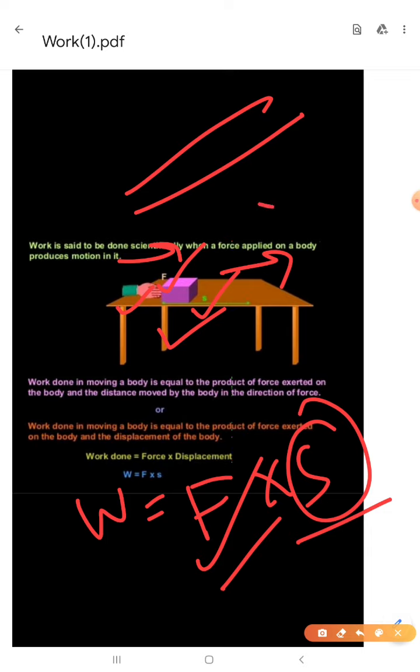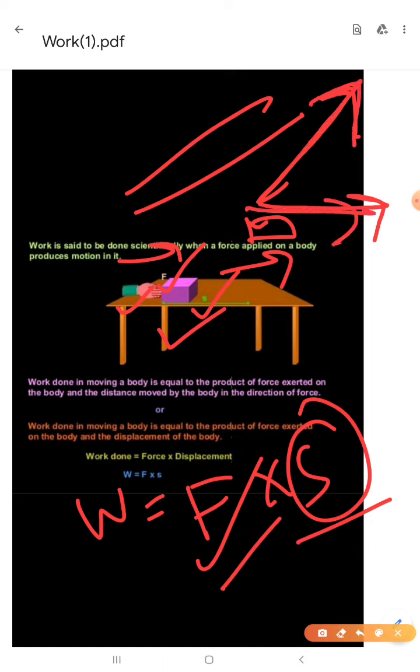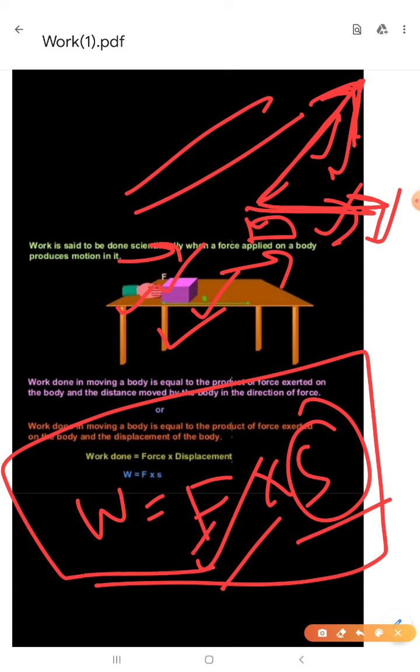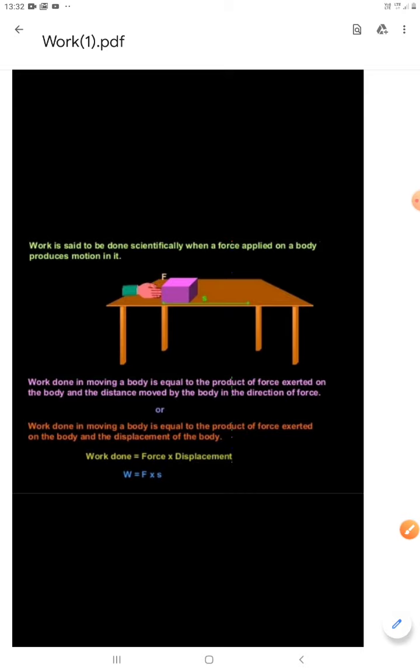Suppose in some case there is a bag and you are pushing the bag in this direction, but the displacement of the bag is in another direction. Then we cannot directly multiply force and displacement, because there is a different direction of force and a different direction of displacement. Work is equal to force into displacement only in one condition, when force and displacement are in the same direction. So this is the definition of work. Got my point? Good.